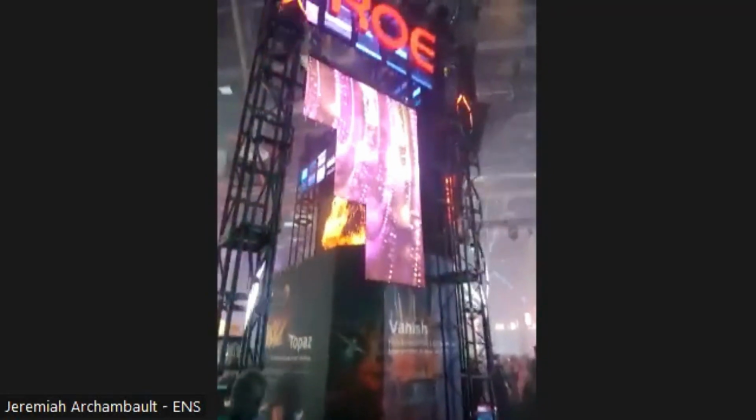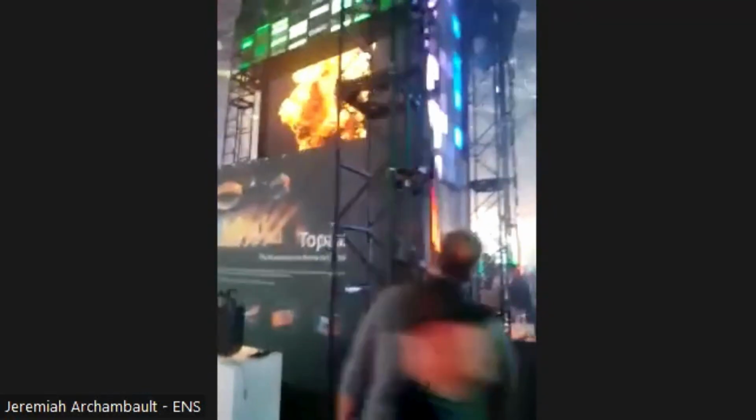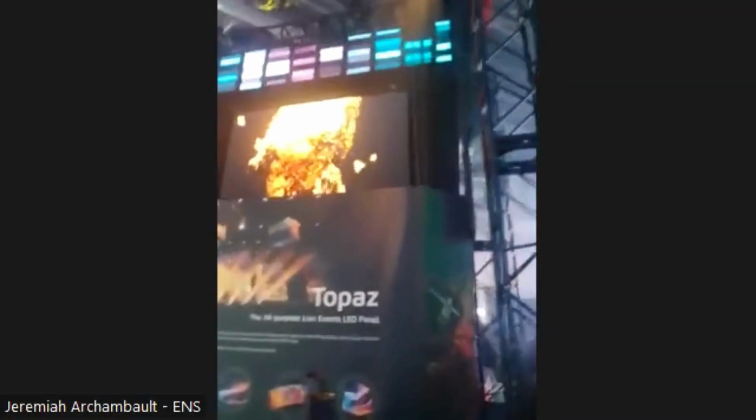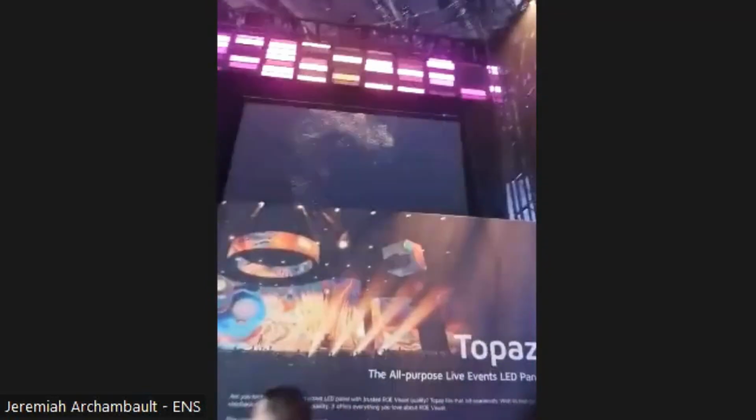So checking out LDI here for 2023. This is one of the booths. This is Pro. So they are a very well-known brand in the stage business. So look at the content they have playing up there. Look at how high res it is.